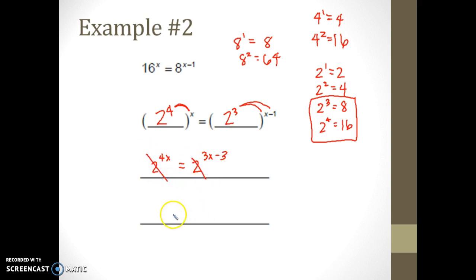Don't need my bases anymore because they're the same. So we have 4x equals 3x minus 3. Subtract my 3x from both sides. x equals negative 3.